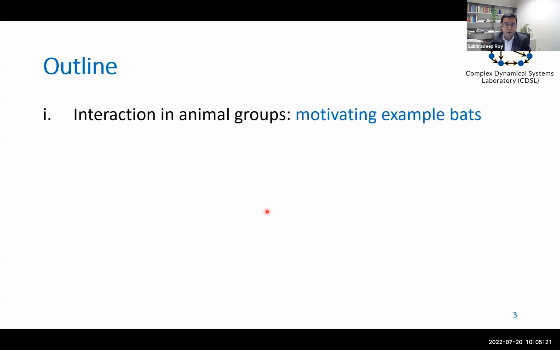So today I'll take an example of a very different system, which is going to be our motivating example. And that would be a system of bats, because they are special, and we'll talk about why they are special and the way they communicate.